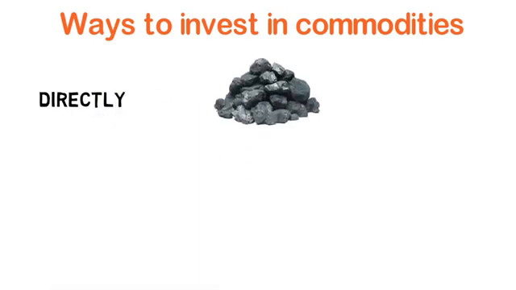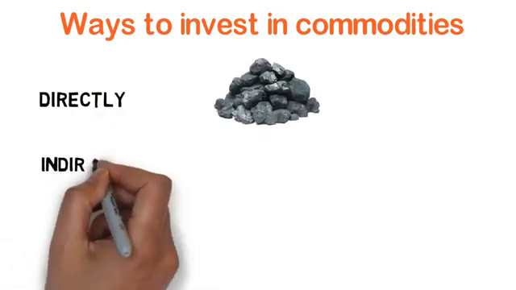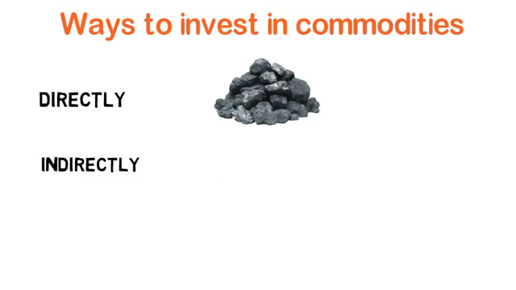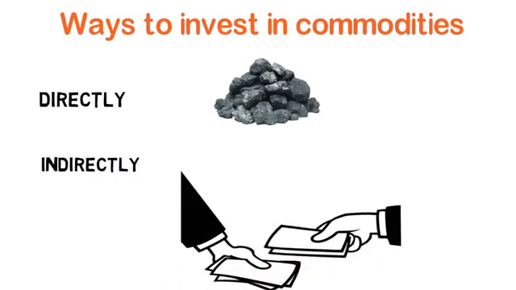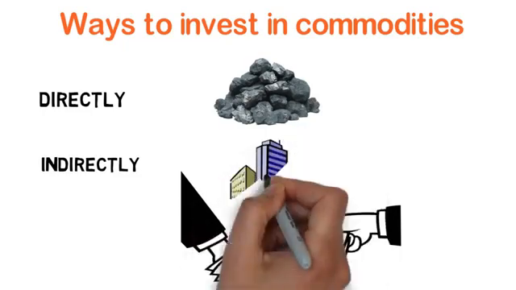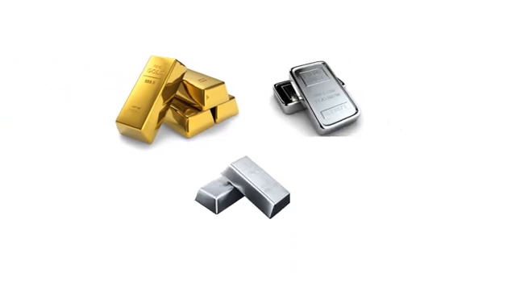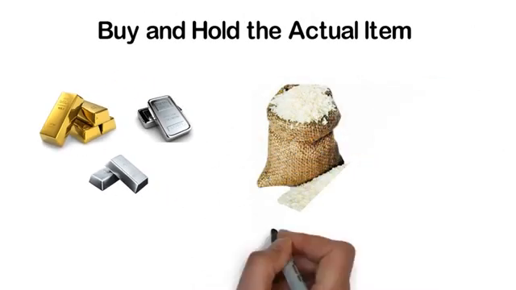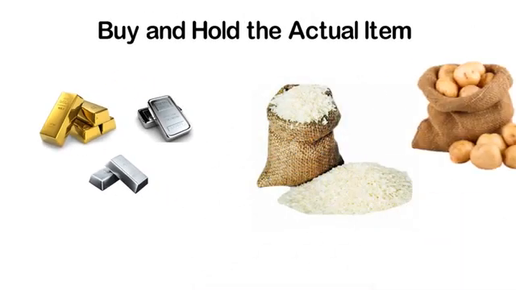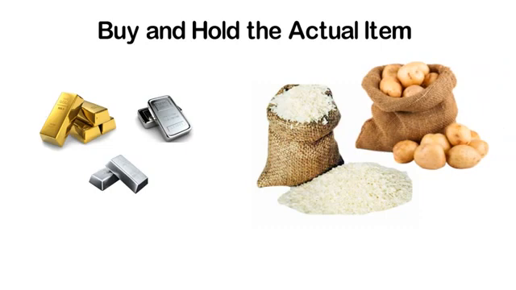Either directly by buying commodities physically, or indirectly, by buying shares of commodity companies, or investing through a fund or an investment trust. The simplest and most traditional way to invest in commodities is to buy and hold the actual item. This way has generally been done with precious metals, like gold, silver or platinum, which are small in size and not perishable, or bulky, like agricultural products.